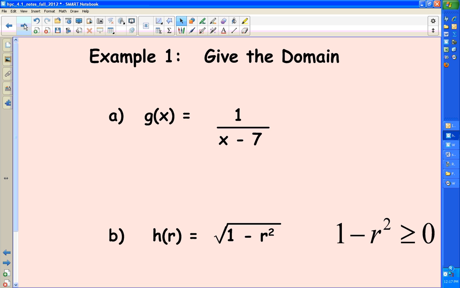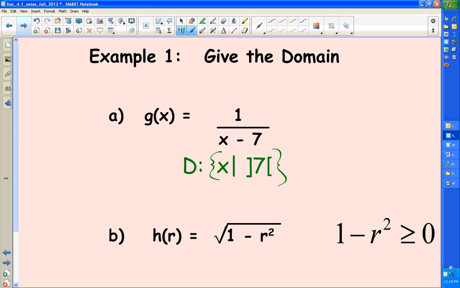How do we describe the domain? We'll take everything but the 7. And there should be braces around this. So we should have the braces notation here.